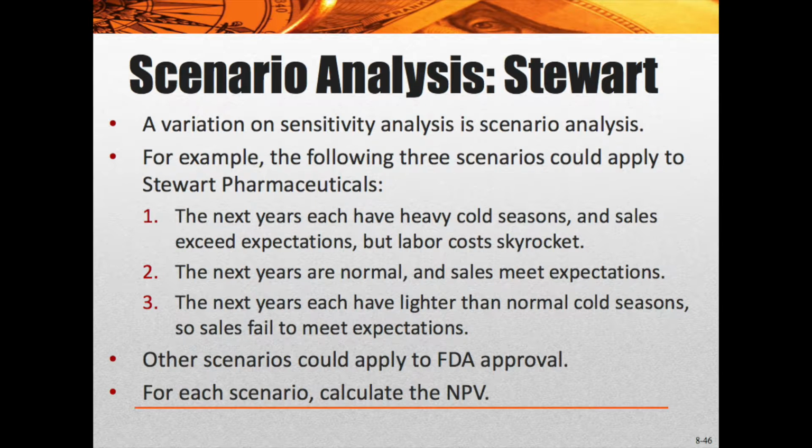There's some other sensitivity analysis or scenario analysis that you could do. So a variation on this would be, for example, you could do 3 scenarios. The next 3 years have heavy cold seasons. The sales exceed expectation, obviously, but labor costs skyrocket because of it. The second one is 3 years are normal and sales meet expectations, and of course the third one is the low value, that sales have lighter than normal cold seasons and sales also fail to meet expectations. So you could do 3 more scenarios that way. Obviously your imagination is your only limitation here. Companies will run as many as they feel are reasonable and see where they come out as far as what's really important.